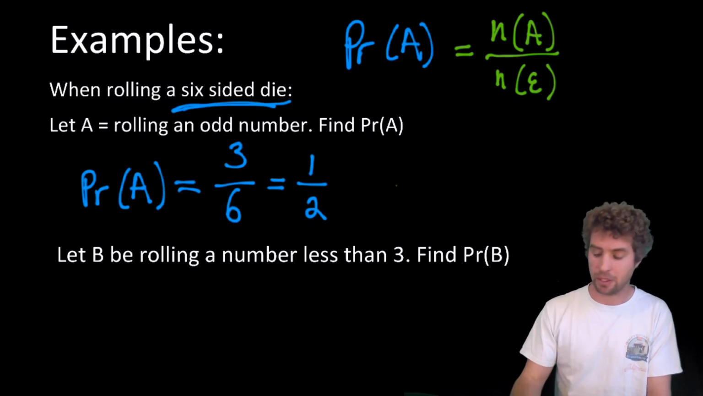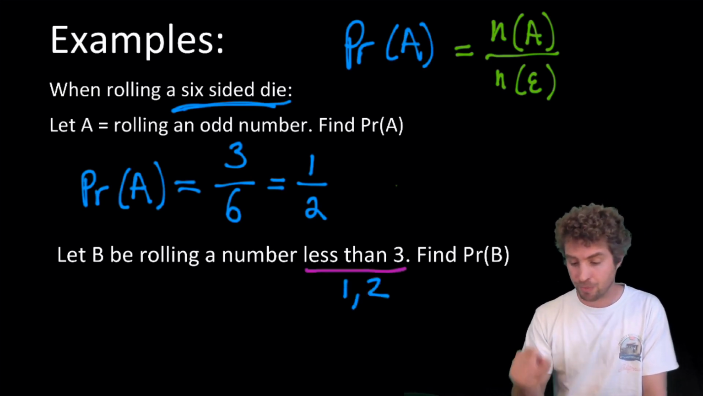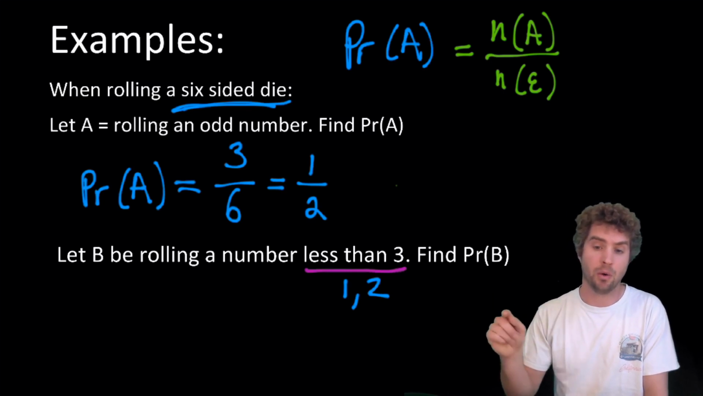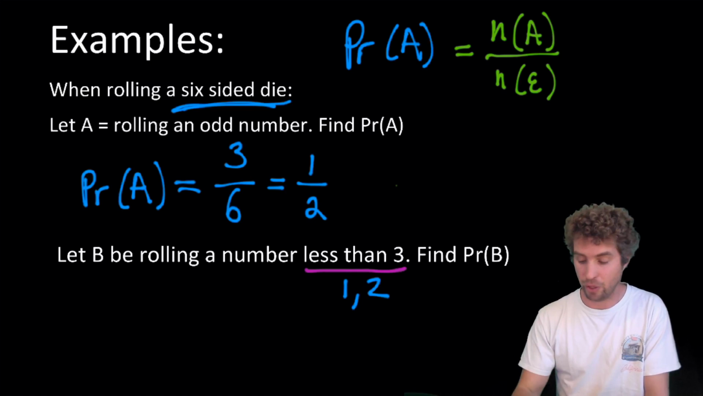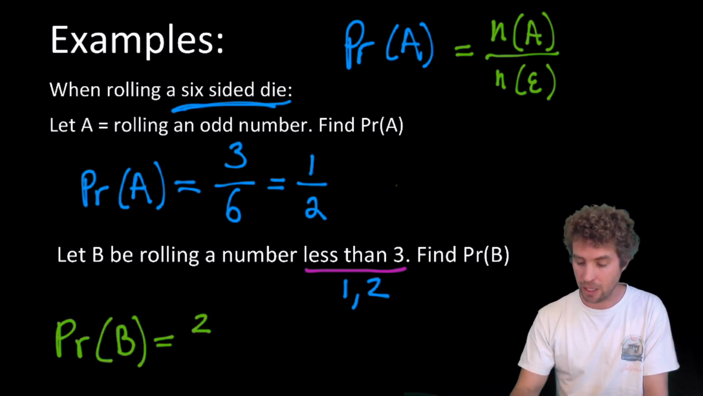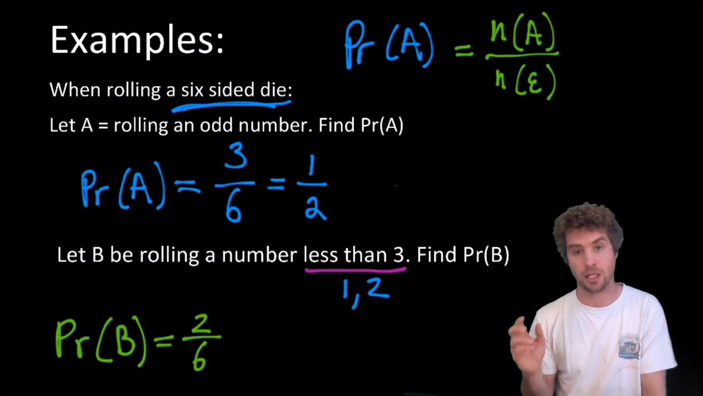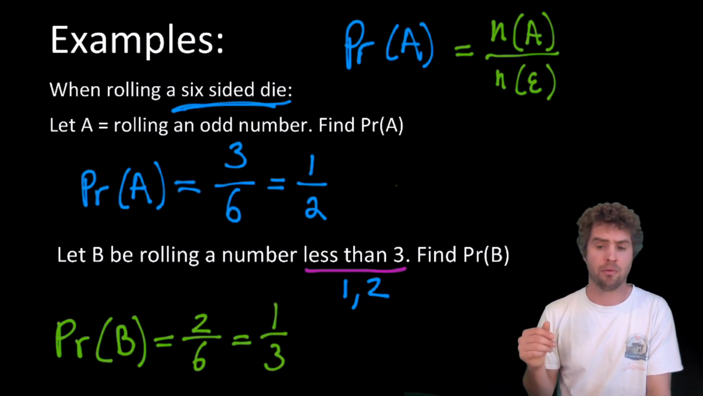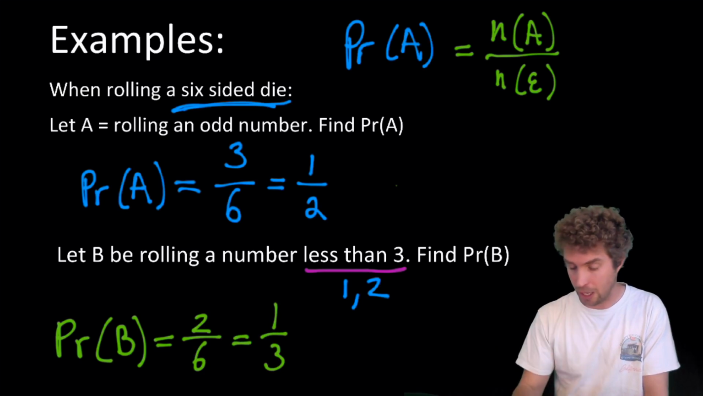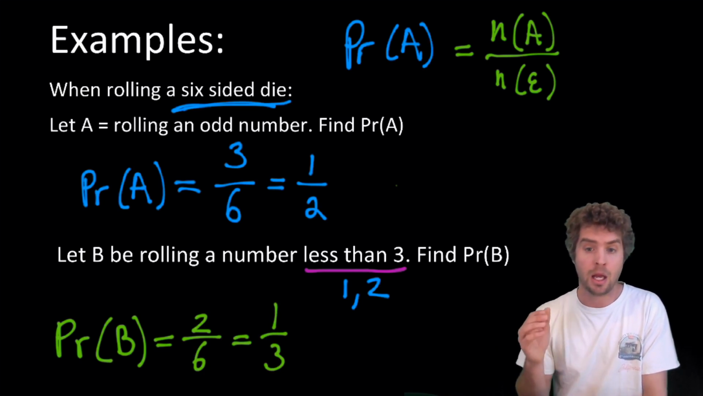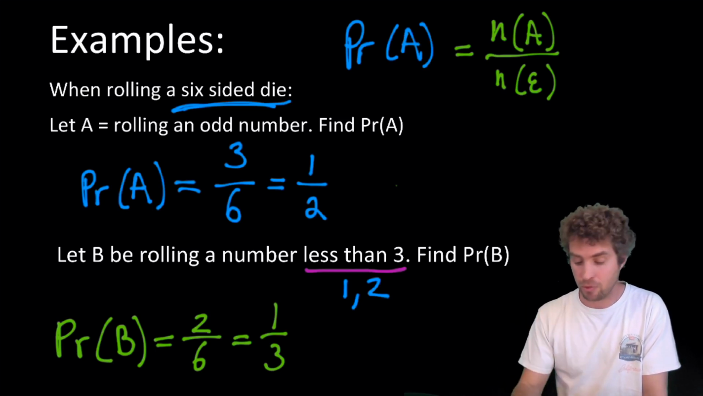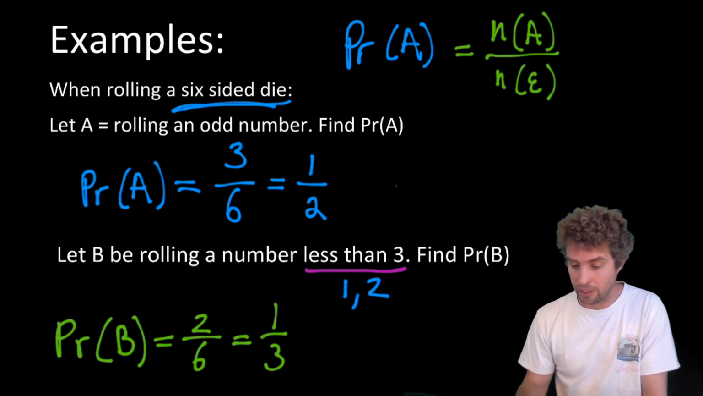So find the probability of B. Very similar. In the event, there are 2 outcomes, 1 or 2. Those are the only numbers less than 3. So the probability of B is 2 over 6, our sample space again. And again, we simplify to 1/3, or you might round it to 33%. The maths can obviously get a little bit harder. The fractions can become more difficult to simplify, but this is really the basics of it.